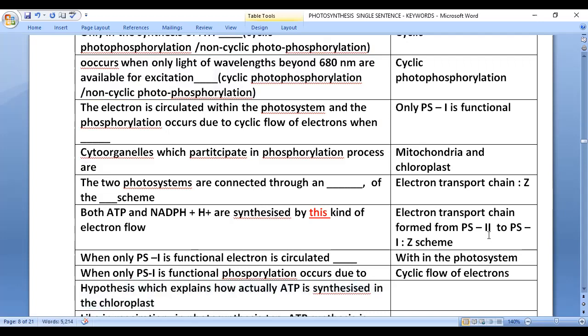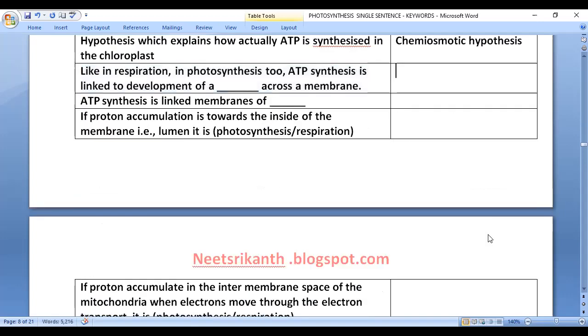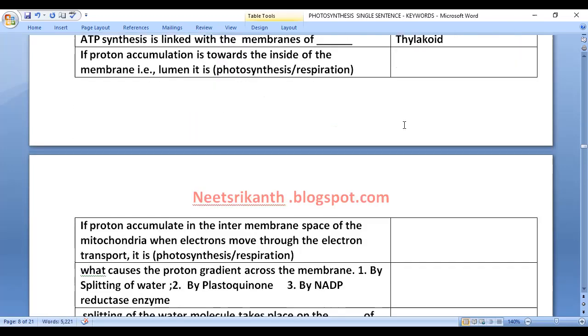The hypothesis which explains how ATP is actually synthesized in the chloroplast is the chemiosmotic hypothesis. Like in respiration, in photosynthesis too, ATP synthesis is linked to the development of a proton gradient across the membrane, linked with the membranes of the thylakoid. If proton accumulation is towards the inside of the membrane, that is the lumen, it is photosynthesis.